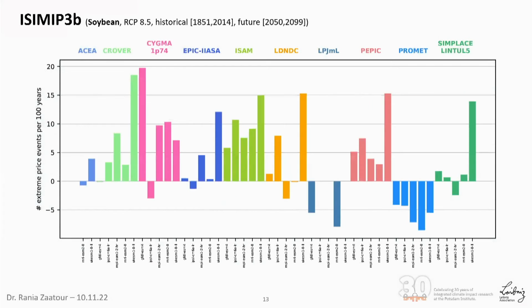If we check now the same results for soybean under RCP 8.5, we also see that some models expect more extreme events in the future and some other models expect less extreme events in the future. However, what's really interesting to notice compared to the results we had with the wheat case is that more model, crop and climate model combinations expect a higher number of extreme price events in the future.